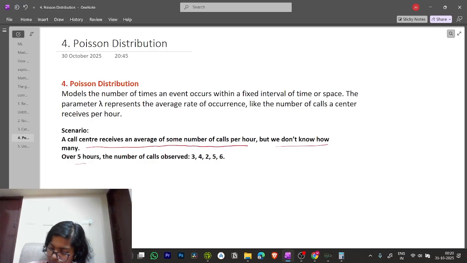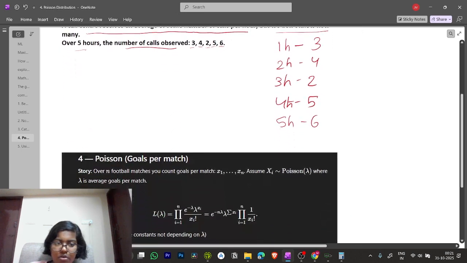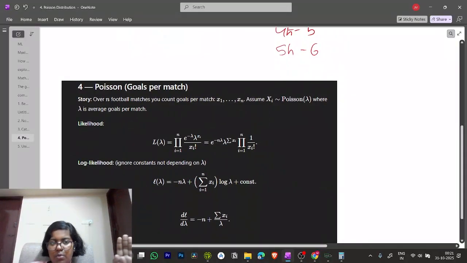So over 5 hours, the number of calls observed were 3, 4, 2, 5, and 6. So in hour 1, 3 calls, in the second hour 4, third hour 2, fourth hour 5, and fifth hour 6. Okay, so this is what we do. This is what we say per duration of time.